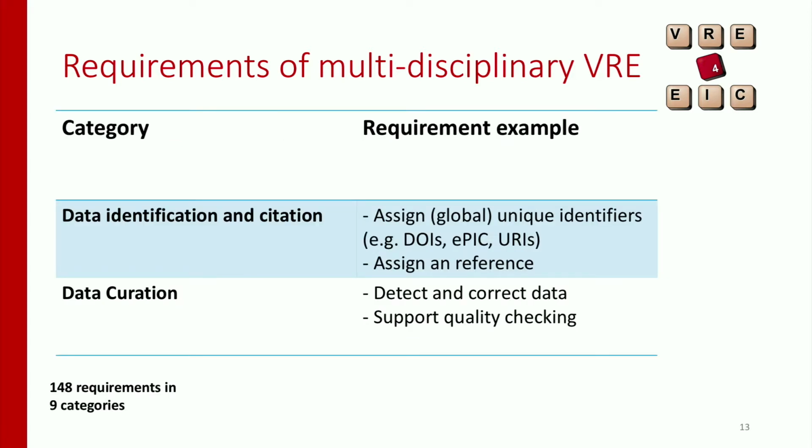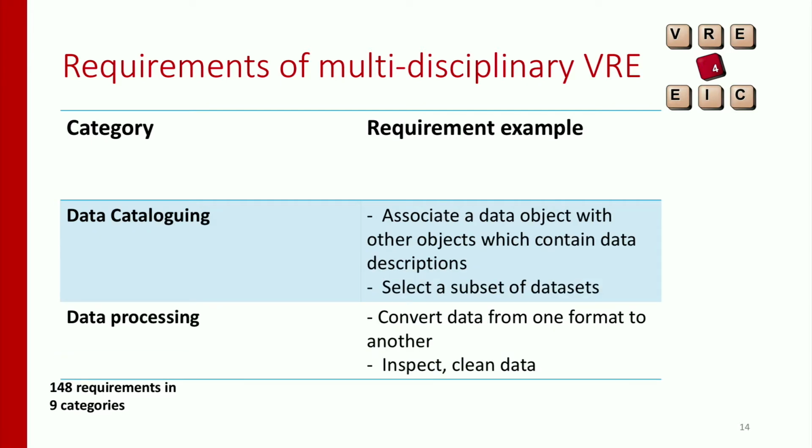Data identification and citation requirements define the approaches to provide everlasting and unique references to each research data object. Data curation requirements define the needs of processing to assure the availability and the quality of data objects over the long term. Data cataloging requirements define the needs of easy and quick access to data objects by queries over catalogs. Data processing requirements define the needs of providing computational transformation software on data objects.